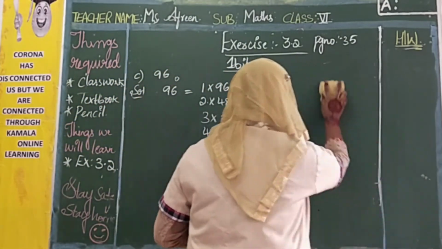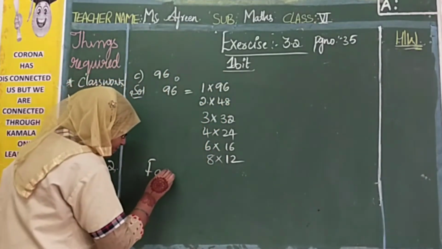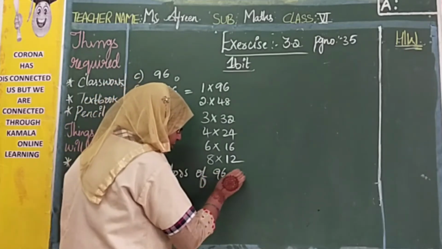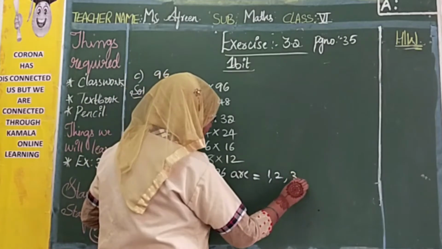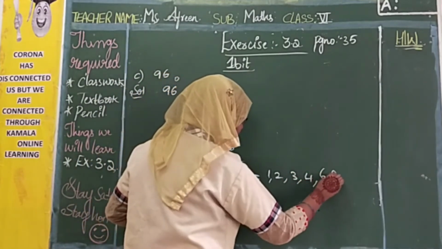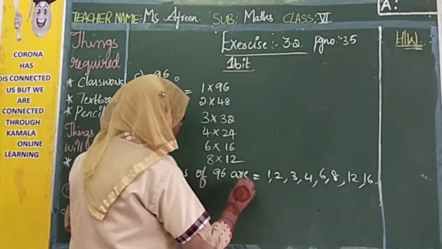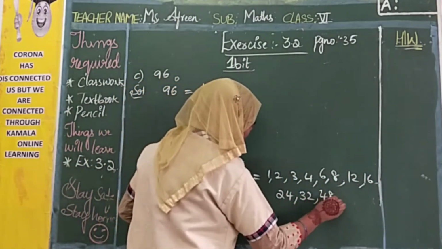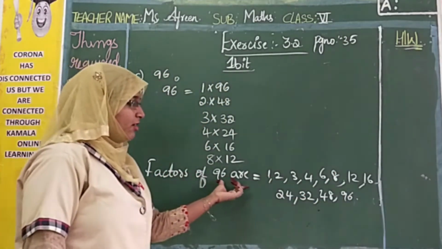Now let us write those. Factors of 96 are 1, 2, 3, 4, 6, 8. Now I am writing in reverse order: 12, 16, 24, 32, 48 and 96. These are the factors of 96.